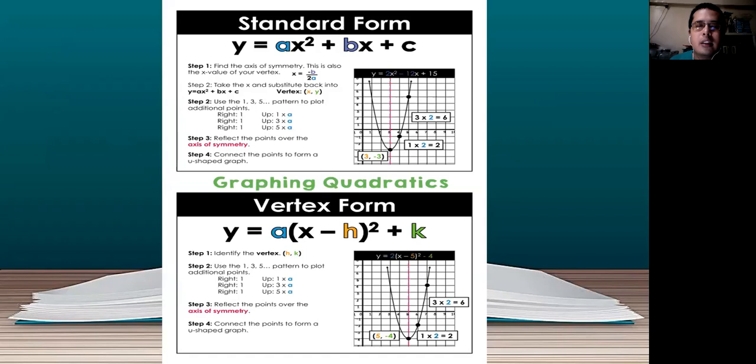Okay, so here's the difference between the standard form and the vertex form. The standard form of the equation is y equals ax squared plus bx plus c, and the vertex form is y equals a multiplied by the quantity x minus h squared, then plus k. These are the differences between the equations and the graphs of a quadratic function.